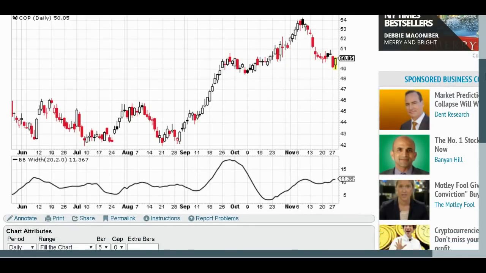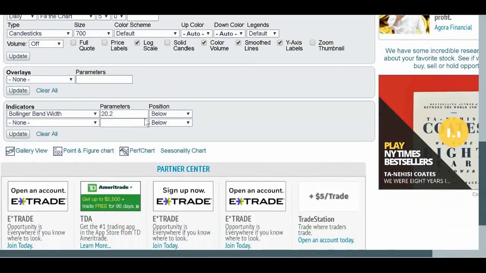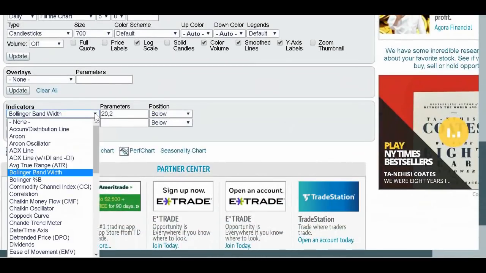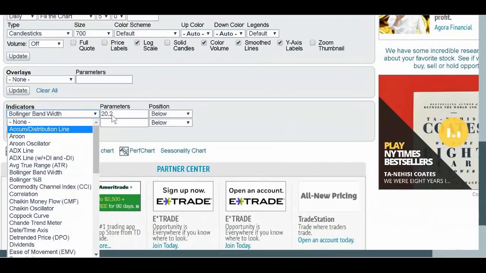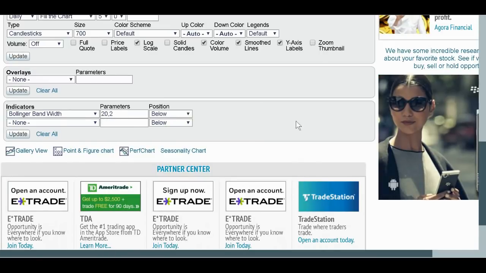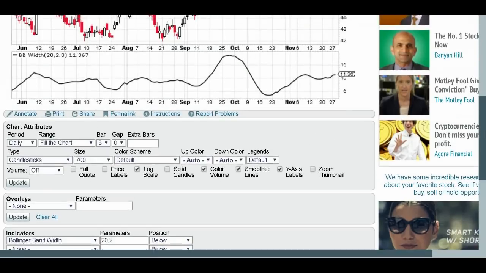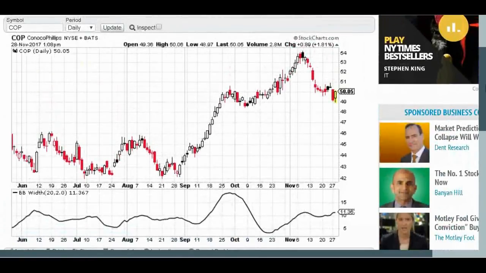And to show you how to get it, if you're on stockcharts.com, under indicators, you go to Bollinger Band width and just leave it on 20 and 2. Which is, 20 is the look back period and 2 is how many standard deviations. It's the same as when you put on the Bollinger Bands, the same standard default parameters.